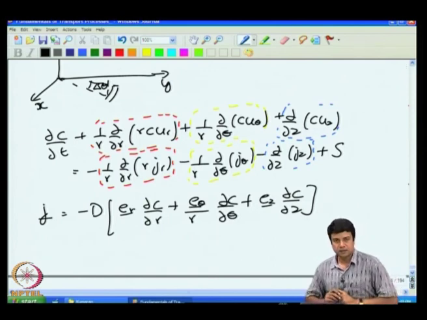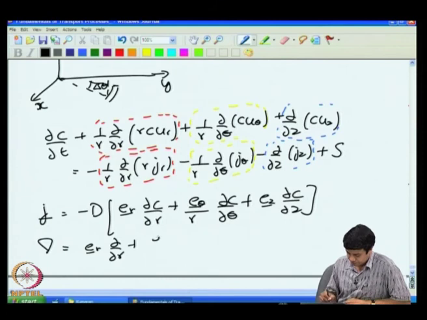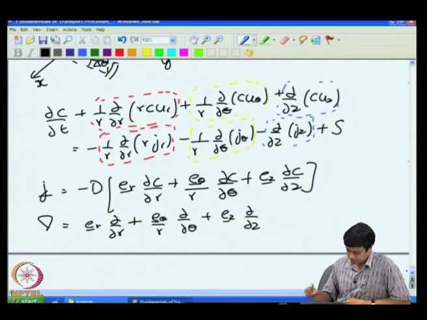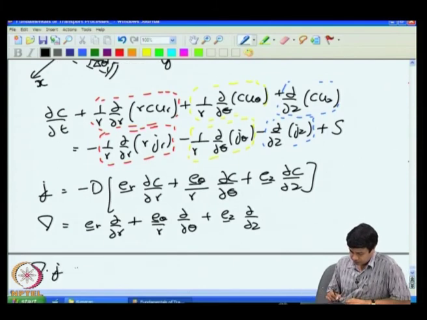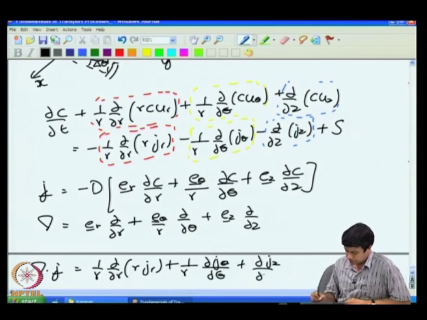So, this is the gradient operator in a cylindrical coordinate system. That is the gradient operator, and the divergence del dot J can be written as 1 by r d by dr of r J_r plus 1 over r partial J_theta plus partial J_z by partial z.